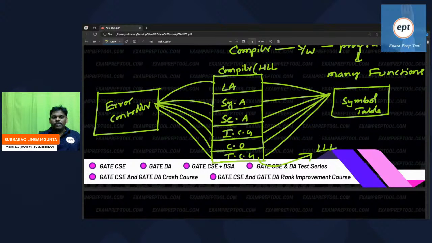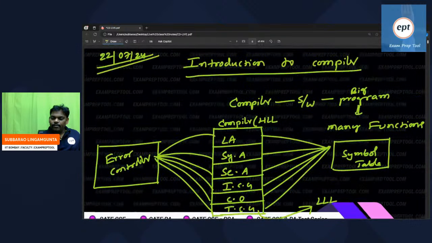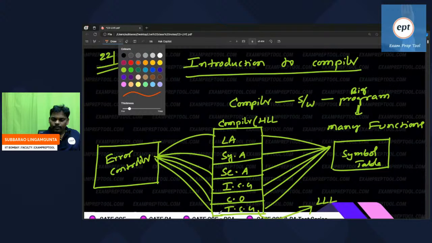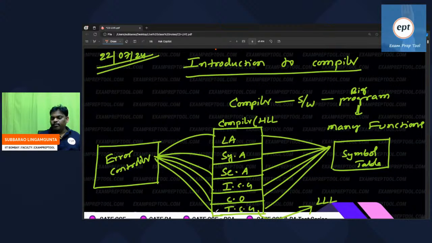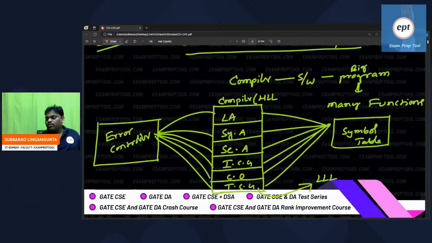This is what we discussed in the last class, right? The topic is Introduction to Compiler. So a compiler is a software, a big program. When you say big program, many functions are there. These are the function names: lexical analyzer, syntax analyzer, semantic analyzer, intermediate code generator, code optimization, target code generator. Anywhere, any problem, contact error control. Anywhere, if you want to store anything, store in the symbol table.